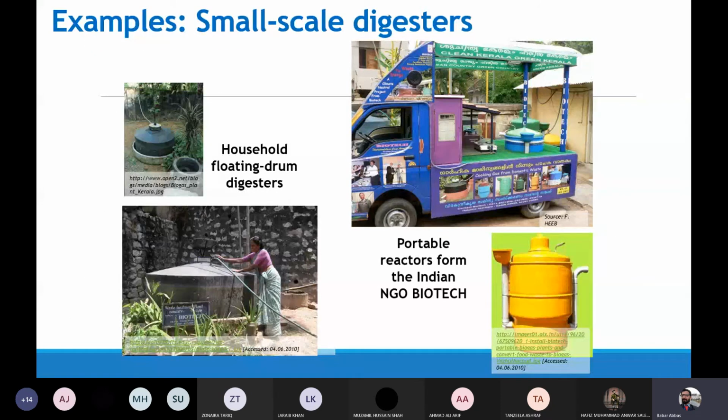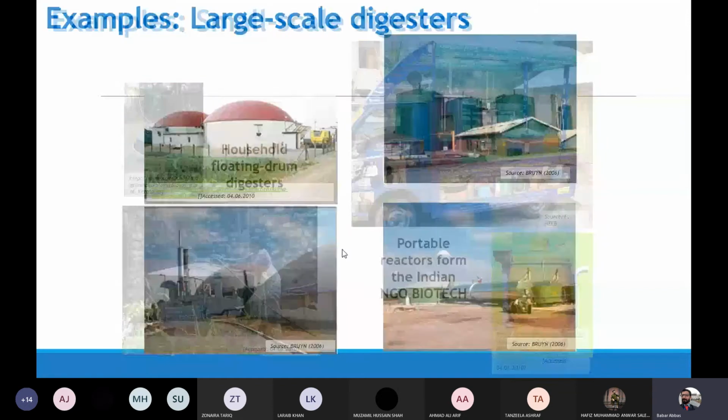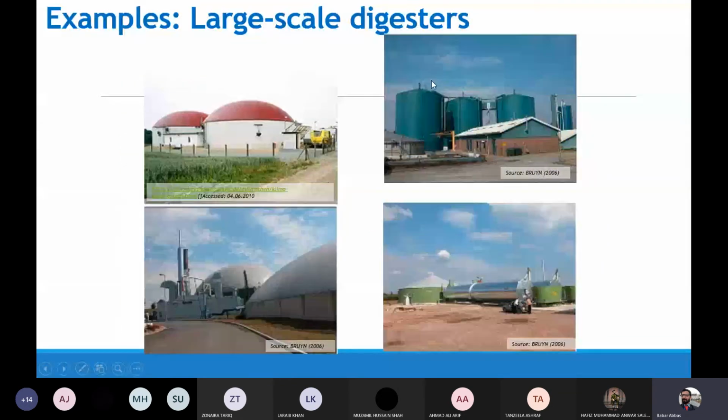These are small scale digesters. These can be like mobile digesters. These can be installed at the household level digestion system. These are the large scale digesters which I mentioned earlier in terms of the developed nations, which are incorporating the complex large scale biogas plants.